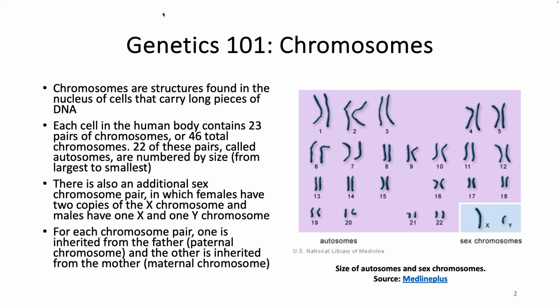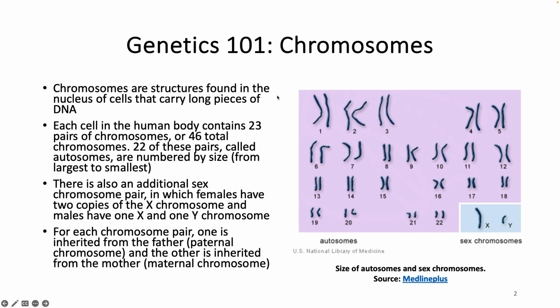All right, so as I mentioned, I wanted to start with some basic biology and genetics 101. And on this slide, we'll talk about chromosomes. So chromosomes are structures found in the nucleus of cells that carry long pieces of DNA. Each cell in the human body contains 23 pairs of chromosomes. So 46 total chromosomes, but 23 pairs. 22 of these pairs we call autosomes, and they are numbered by size. So we can see over here those 1 through 22 numbered by size, 1 being the largest, 22 being the smallest. These are the autosomes.